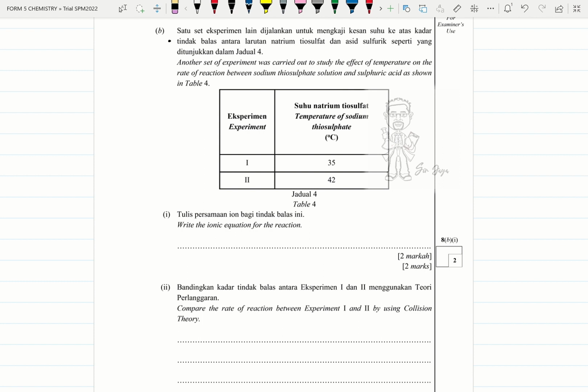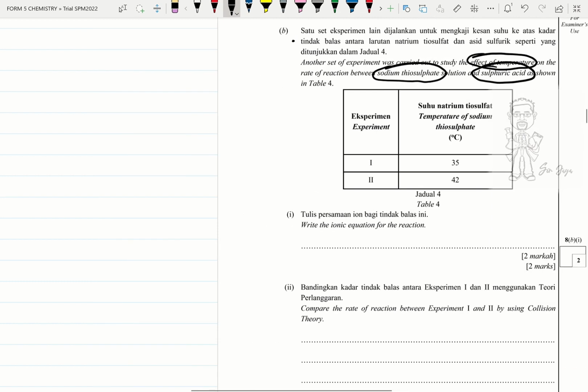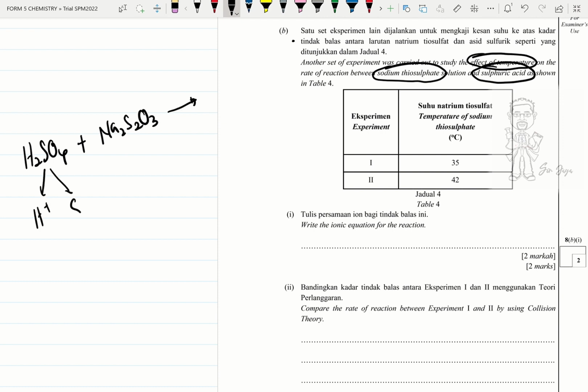Alright, so the set of experiment carried out to study the effects of temperature between the sodium thiosulfate reacted with sulfuric acid. When sulfuric acid reacted with sodium thiosulfate, we will get the product. So I take out the hydrogen ion, the sulfate ion, the sodium ion, and the thiosulfate ion.